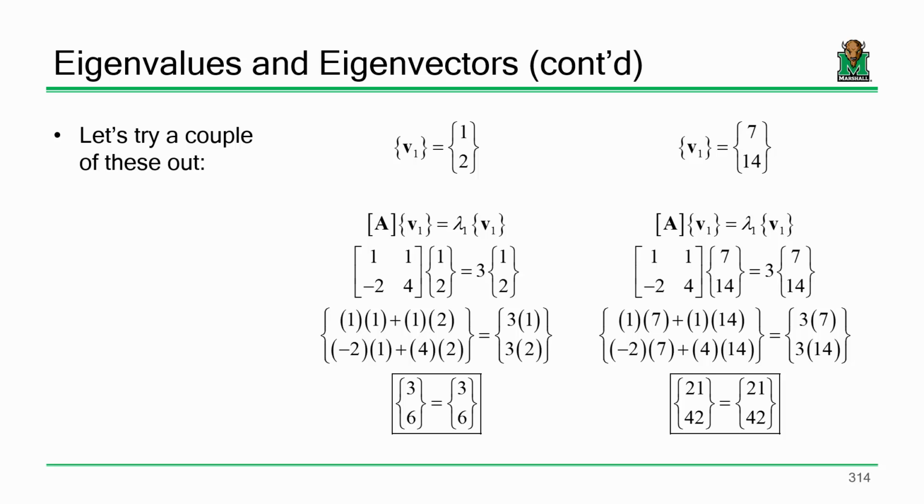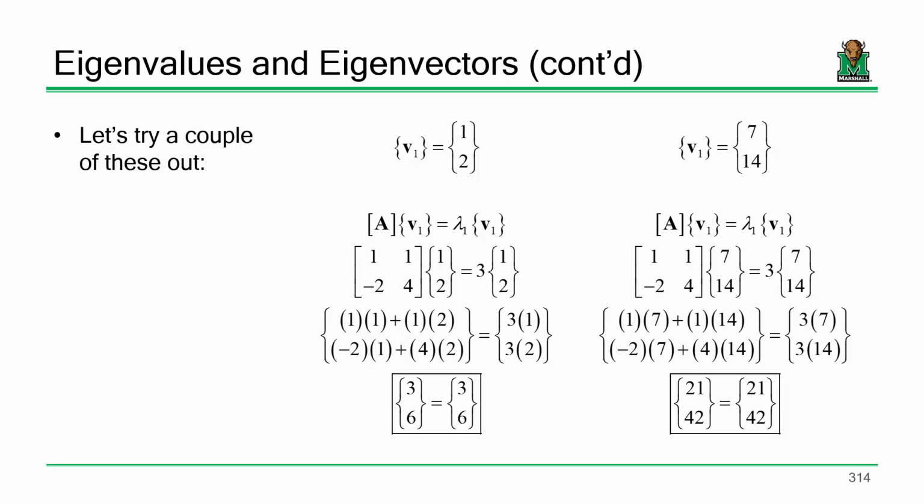Let's carry this out. AV equals lambda V. Let's look at the right side. Lambda times V. Here's lambda, V is 1 and 2, multiply it out, we get 3 and 6. Make sense? On the left, here's A and here's V. Multiply it out. 1 times 1 plus 1 times 2. Negative 2 times 1 plus 4 times 2. Carry it out, you get 3 and 6. It's the same answer, okay?